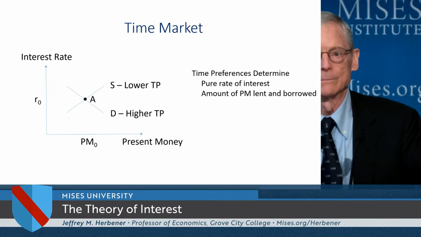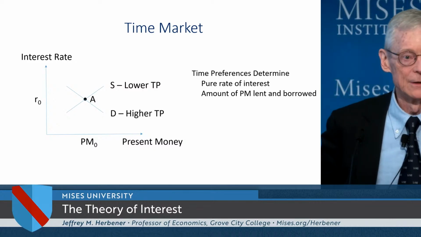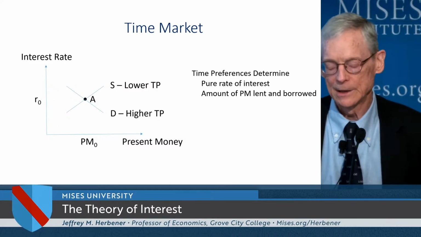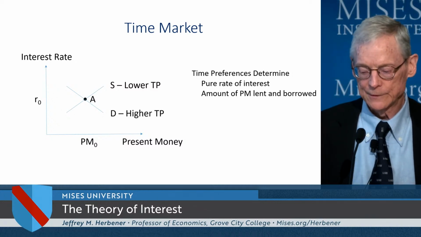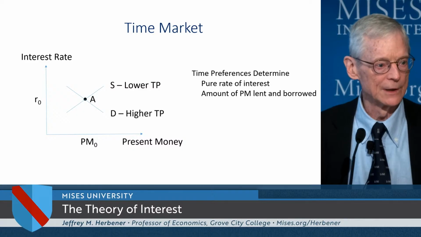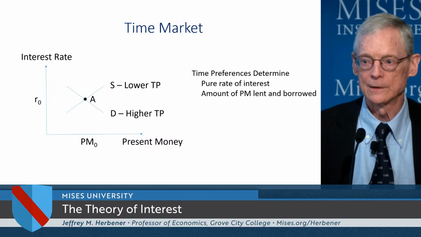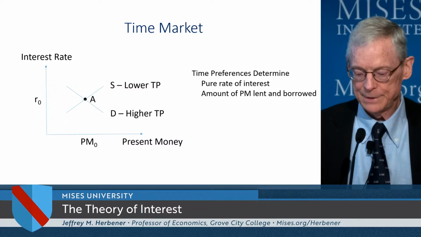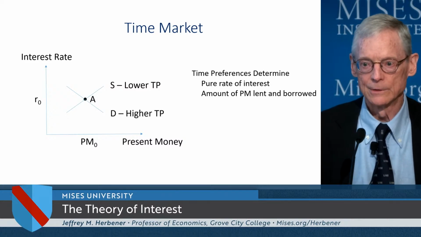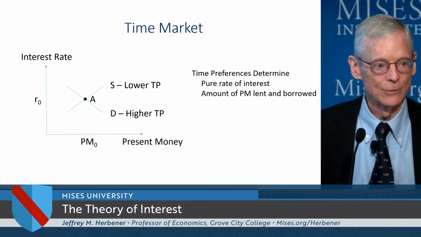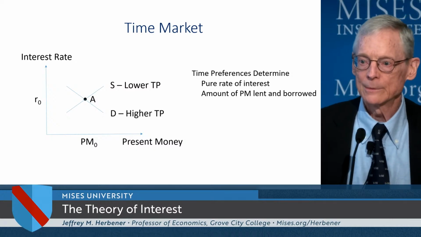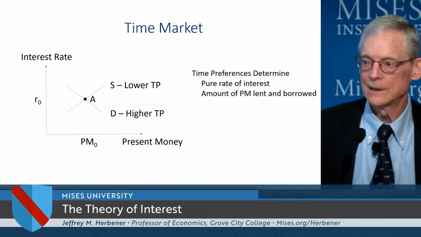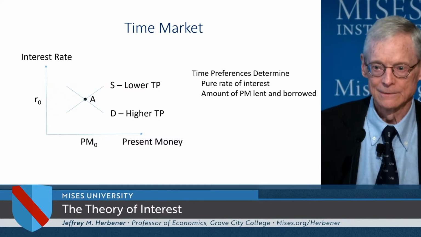Now, notice one other parallel between our argument here and the argument we made on Monday about preferences and prices: time preferences determine both the pure rate of interest and the amount of lending and borrowing in society, the amount of PM, or present money, that's lent and borrowed. It determines both. Or you could say this in the more macroeconomic way: time preferences determine both the interest rate and the amount of saving and investing.